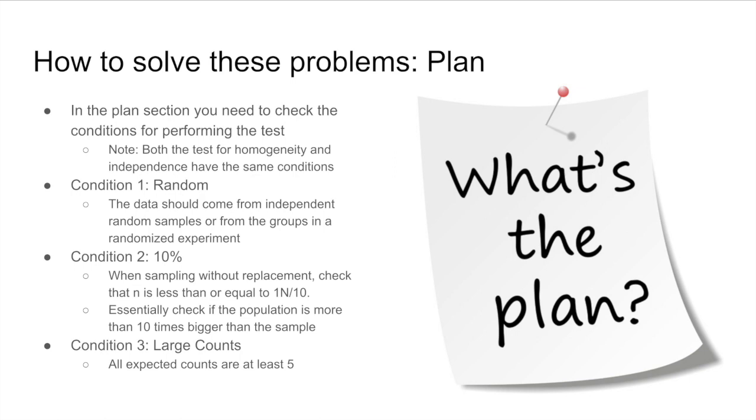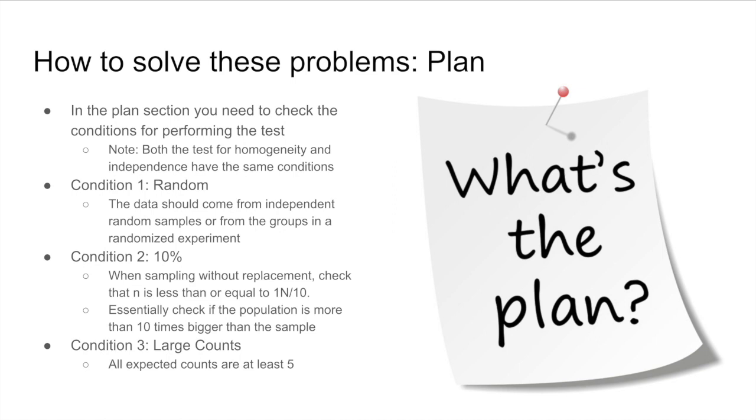The second step to solving these problems is the plan step. In the plan section, you need to check the conditions for performing either the chi-square test for homogeneity or the chi-square test for independence. But don't worry, both these tests have the same conditions you need to check. Condition 1 is random. This means that the data should come from independent random samples or the groups are from a randomized experiment. The second condition is the 10% condition.